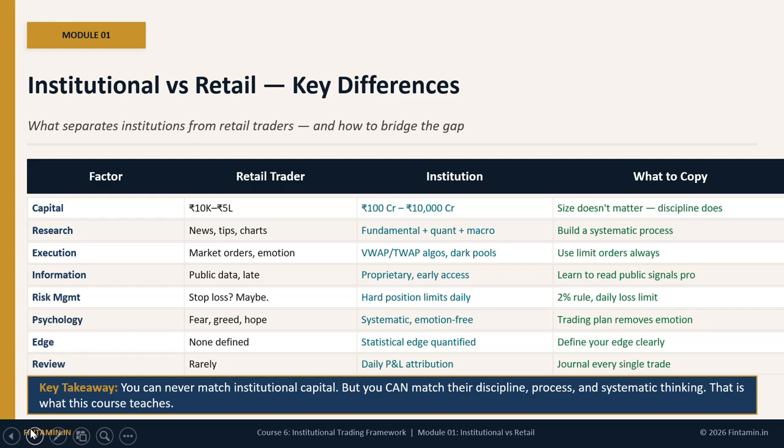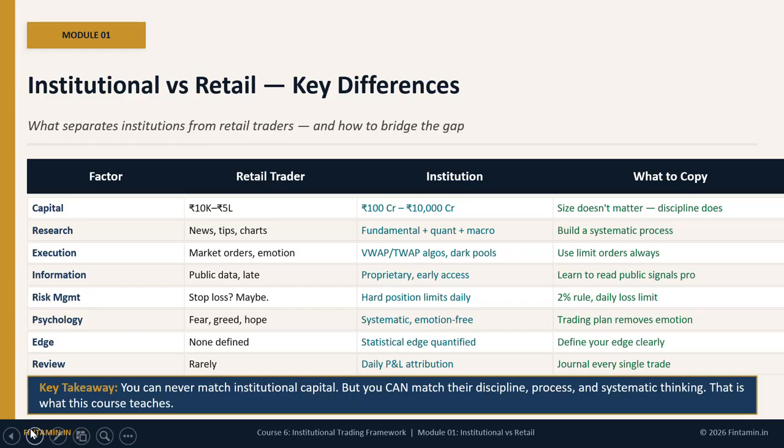Next point is review. Retail rarely reviews trades. Institutions have daily P&L attribution. Every single trade reviewed, every loss explained. Your trading journal is the institutional grade habit that is available to any retail trader.